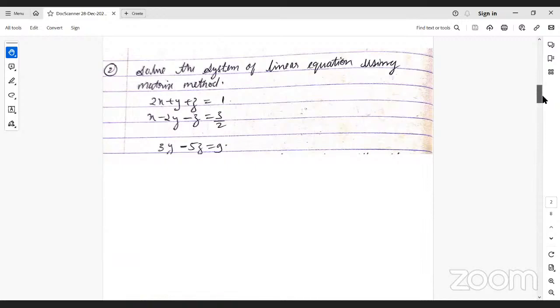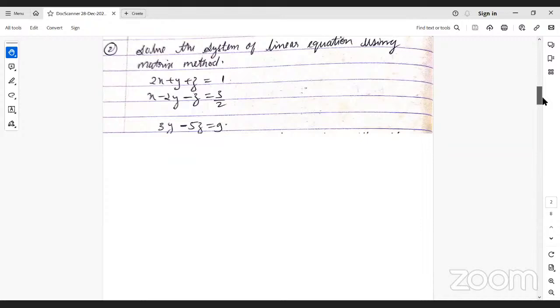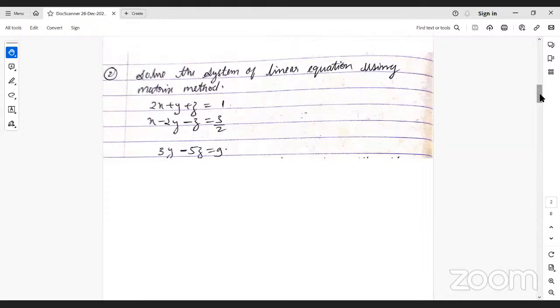So, second question on matrix method. Along with me, I'll try to solve it, and you all try to solve one example for homework. Keep a book and pencil with you.